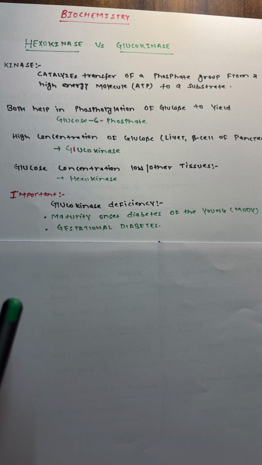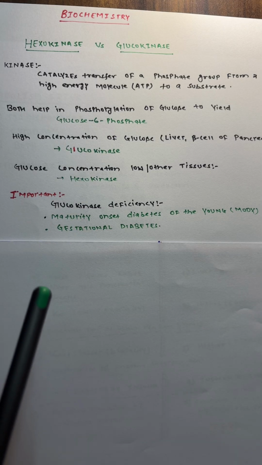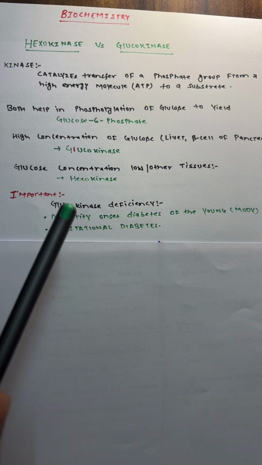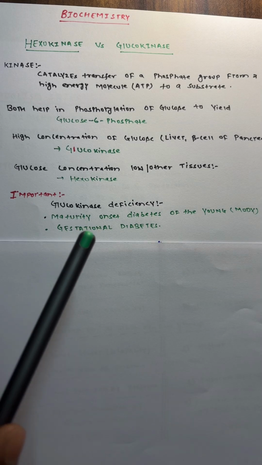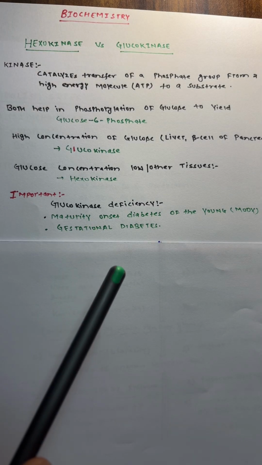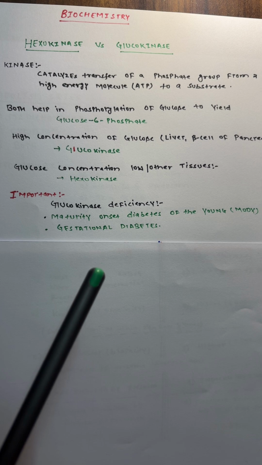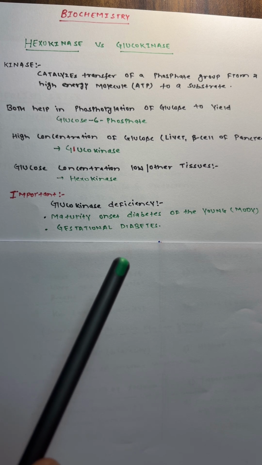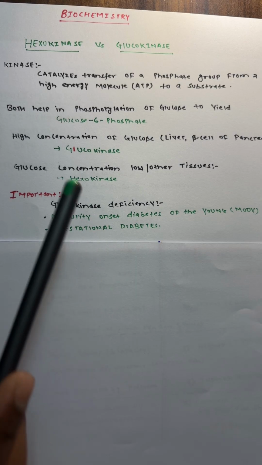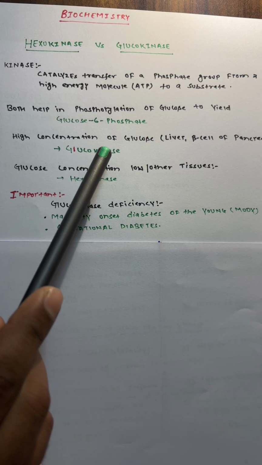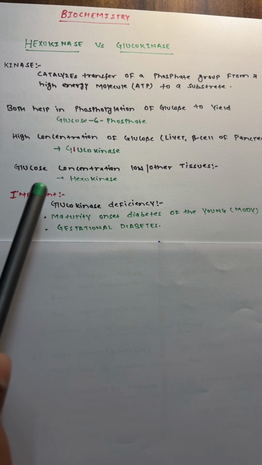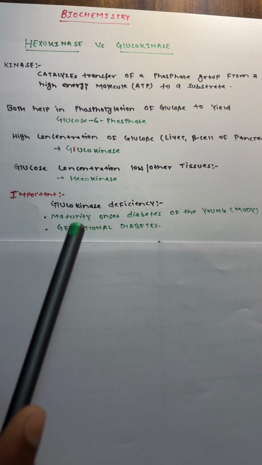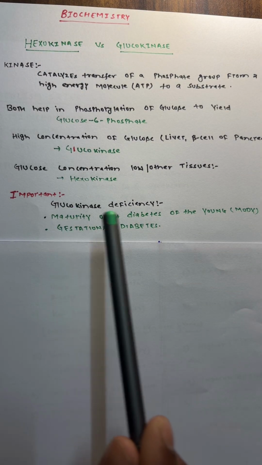Now the main thing here is glucokinase. This enzyme works where there is a high concentration of glucose, like in liver and beta cells of pancreas, but where there is a low concentration of glucose, in other tissues, hexokinase works. So wherever there is high concentration of glucose, glucokinase works, and where there is low concentration of glucose, hexokinase works.